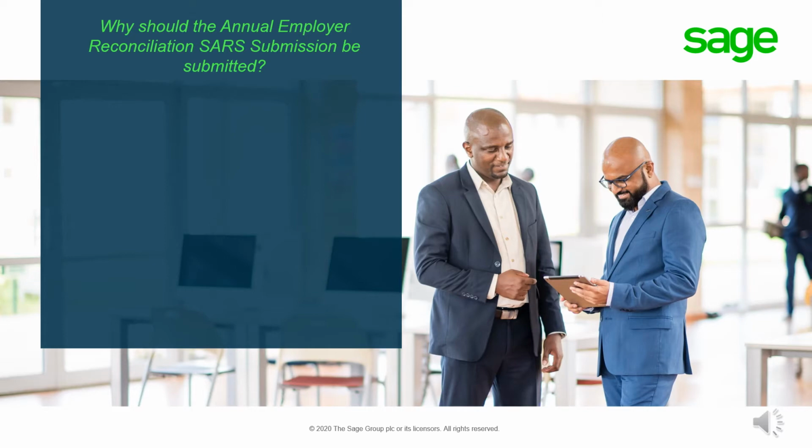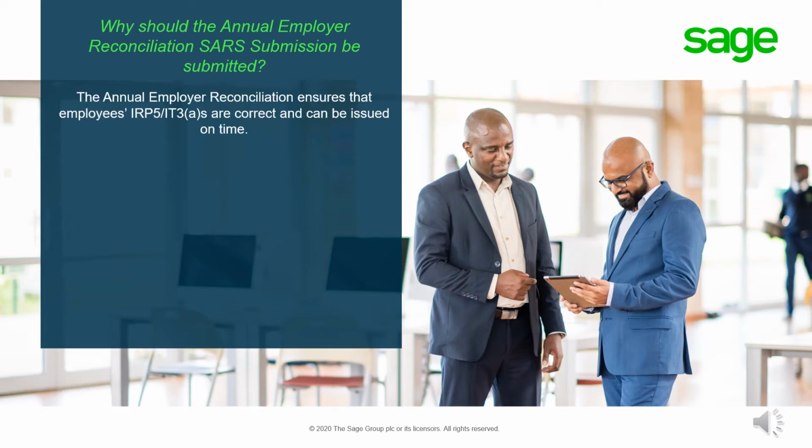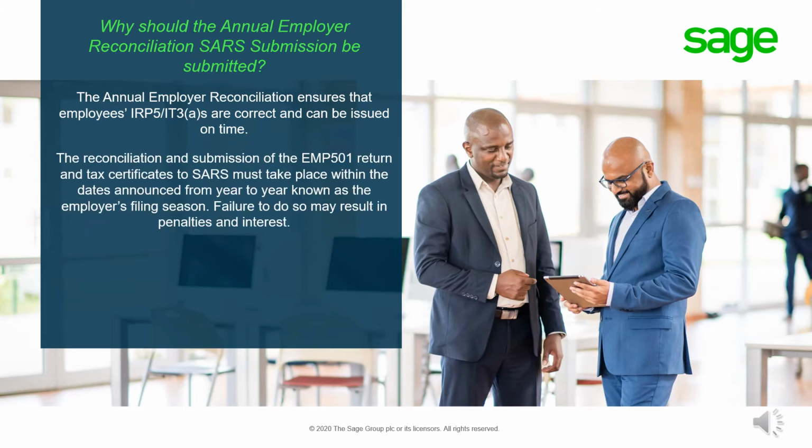Why should the annual Employer Reconciliation SARS submission be submitted? The annual Employer Reconciliation ensures that employees' IRP5 IT3As are correct and can be issued on time. The reconciliation and submission of the EMP 501 return and the tax certificates to SARS must take place within the dates announced from year to year, known to us as the employer's filing season. Failure to do so may result in penalties and interest. The submission period for this year will be the 1st of April 2022 to 31 May 2022.